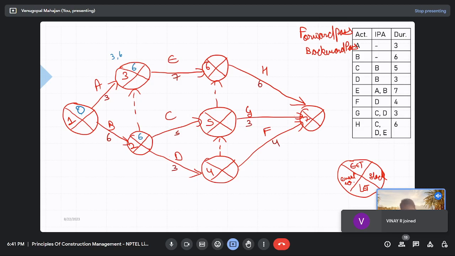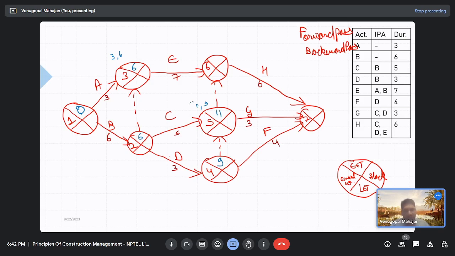What about event 6? Another incoming arrow. So let's go to event number 4 by numbering, right? Event number 4. When can you reach it? 6. 6 plus 3, 9. 9. What about event number 5? Either it could be 6 plus 5, 11 or 9. So you can reach by 11, right?